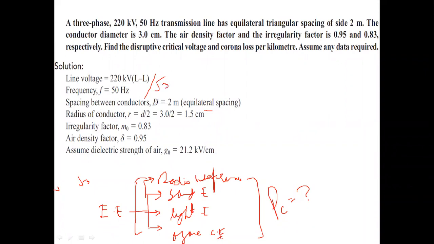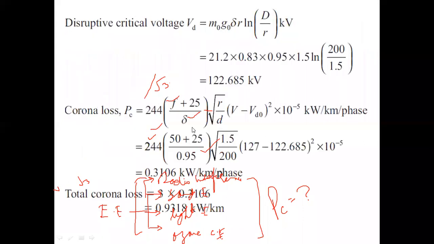The frequency is 50, D is the spacing, radius is 3 over 2, 1.5, m0 is 0.83, sigma is 0.95, and g0 in rms is 21.2 kV per centimeter. So the critical disruptive voltage for the audible corona is V0 = g0 · m0 · σ · r · ln(D/r), with g0 = 21.2, m0 = 0.83, sigma 0.95, r 1.5, D spacing 200. This is in kV.